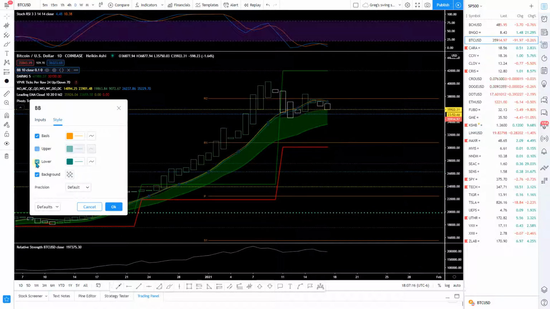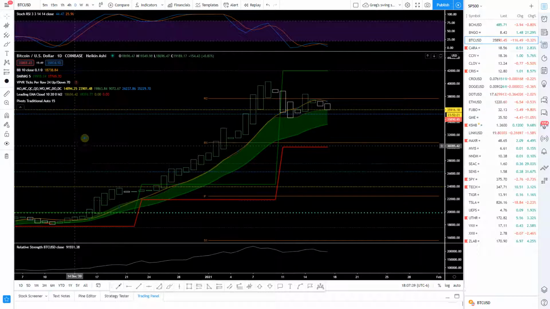But I do like using the middle line, the basis. So the basis is really nice. Telling you, this right here. So this is just Bitcoin here. This right here is just telling me it's in the lower half of the Bollinger Band. I don't need to see the rest of it. I just know that right now it's in sort of a bearish pattern. And we'll go through some of the ways I interpret this chart.